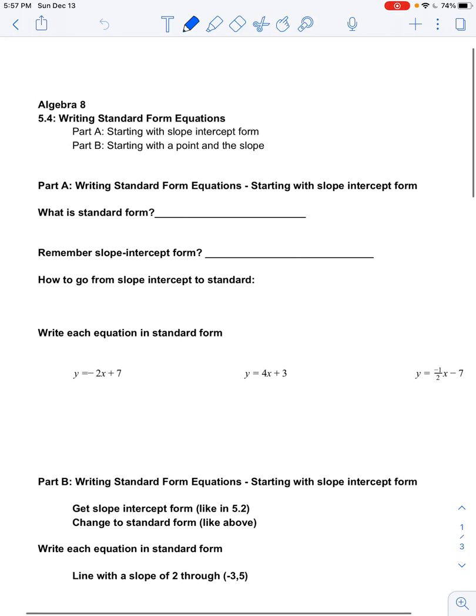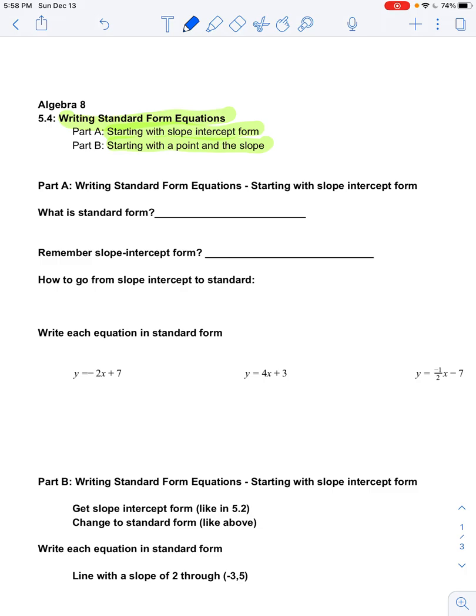We're going to do something a little bit different today because if you can see this, it says writing standard form equations, and we have been talking about slope-intercept the whole time. So we're going to have two parts again. We're going to start with slope-intercept form, and we're also going to start with a point and the slope. So again, we kind of have two phases.